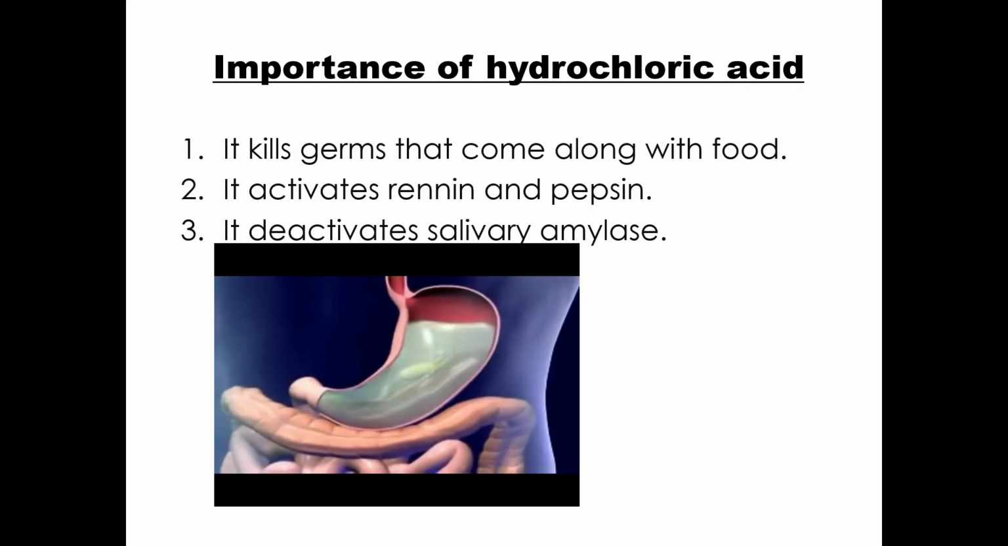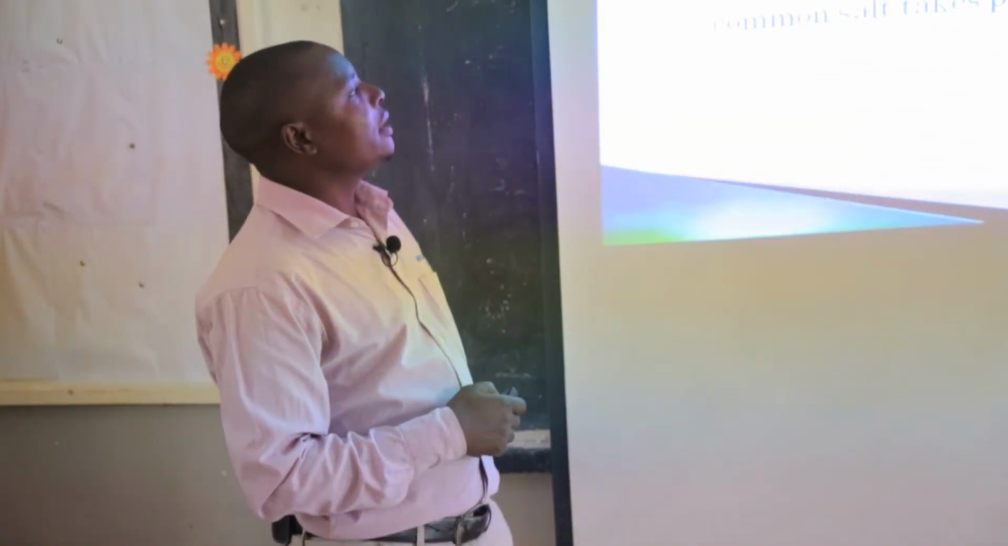So the first importance of hydrochloric acid: 1, it kills germs that come along with the food. 2, it activates renin and pepsin. 3, it deactivates salivary amylase. And what we are seeing here is the stomach. This is the stomach. Okay? We can move on to the next.